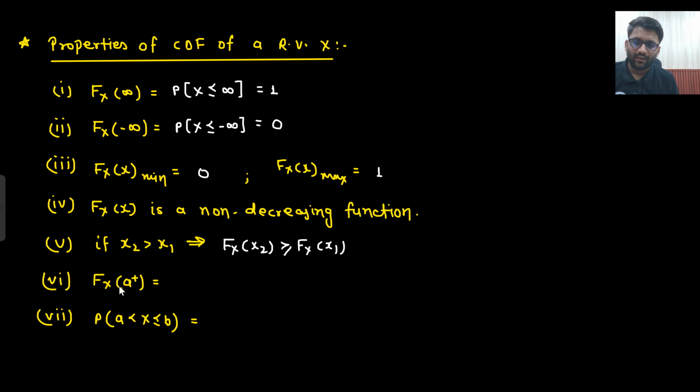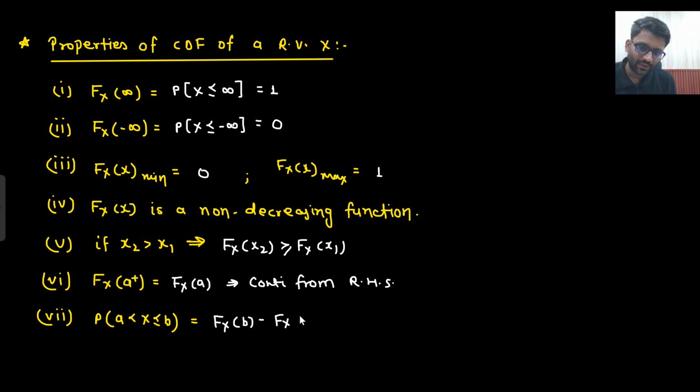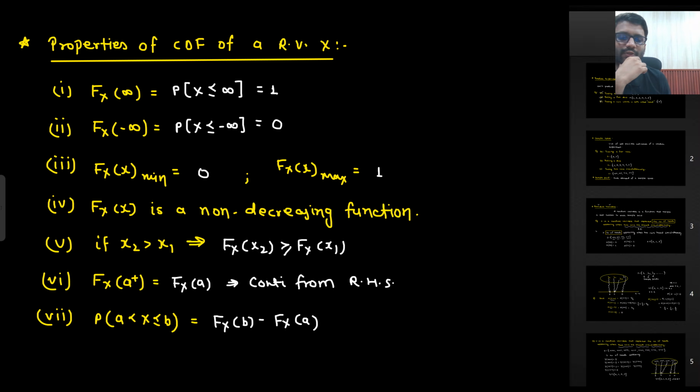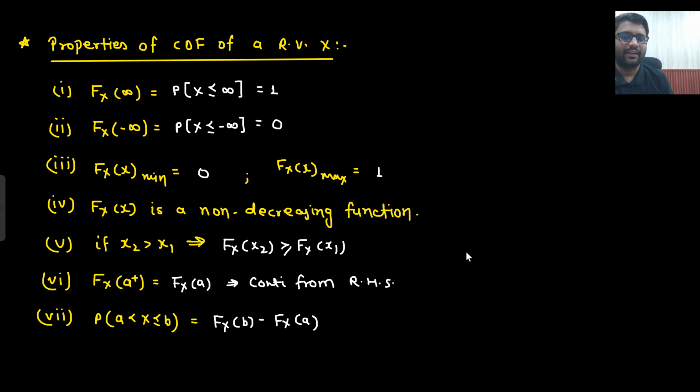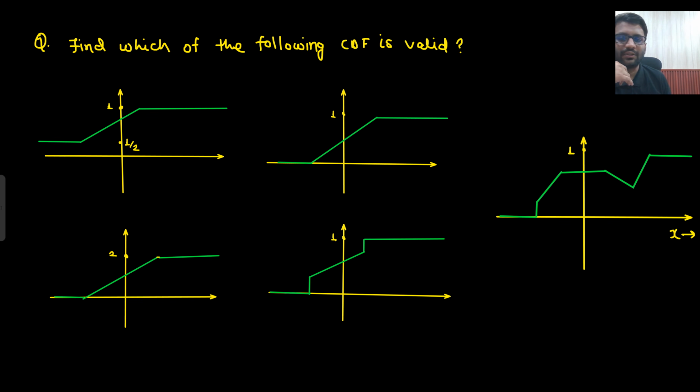Okay. And F_X(a plus) is equal to F_X(a). That means continuous from the right hand side. And how will you write down this probability? F_X(b) minus F_X(a), right? So these are the properties of CDF. And this conclusion also should be there in your mind. So this slide and this particular slide are the conclusion of whatever we have studied till now in case of CDF, right? Let's see the questions now.